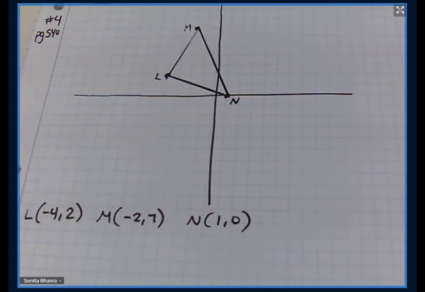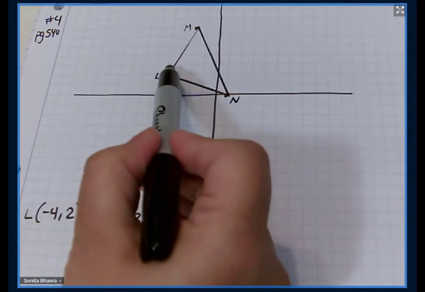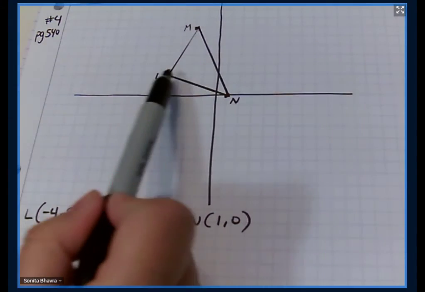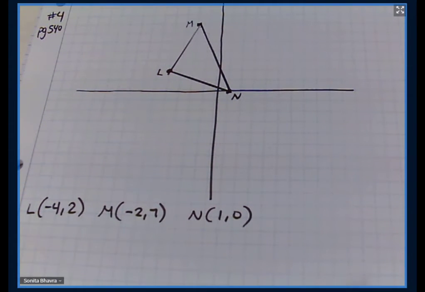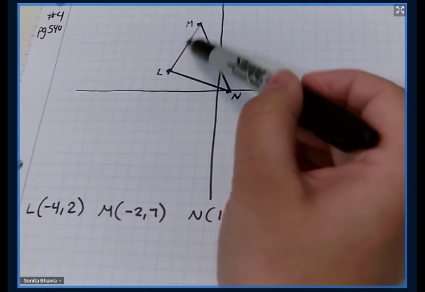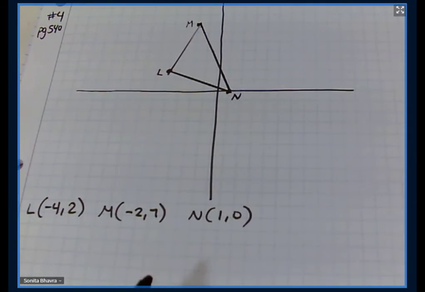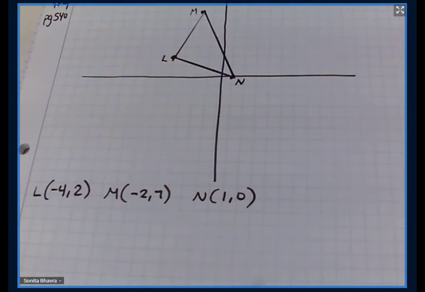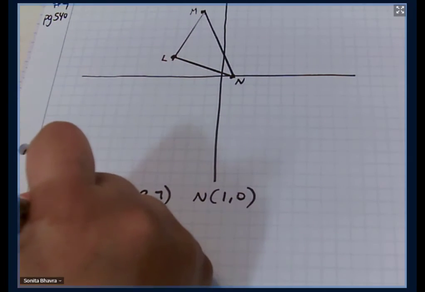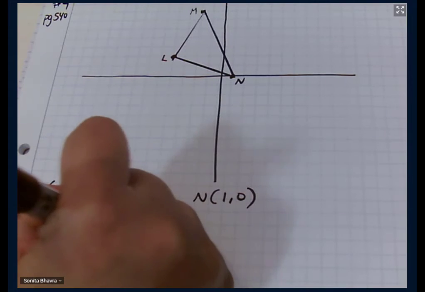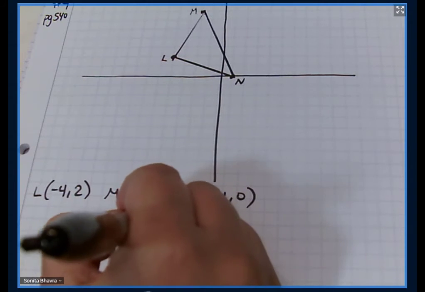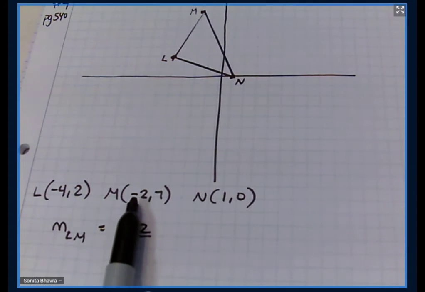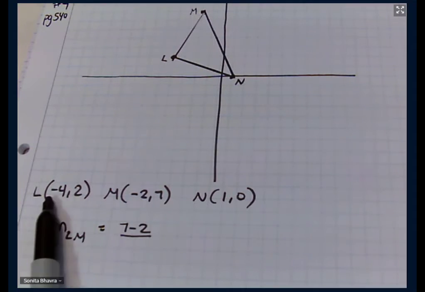Use the slopes to show that the triangle is right angled at L. So here is L. We have to prove here that at L it's a right angle. So we can do this by showing LM and LN are perpendicular. All right, so let's find our slope for LM. I'm just going to go 7 minus 2 for the rise. And my run is -2 minus 4.